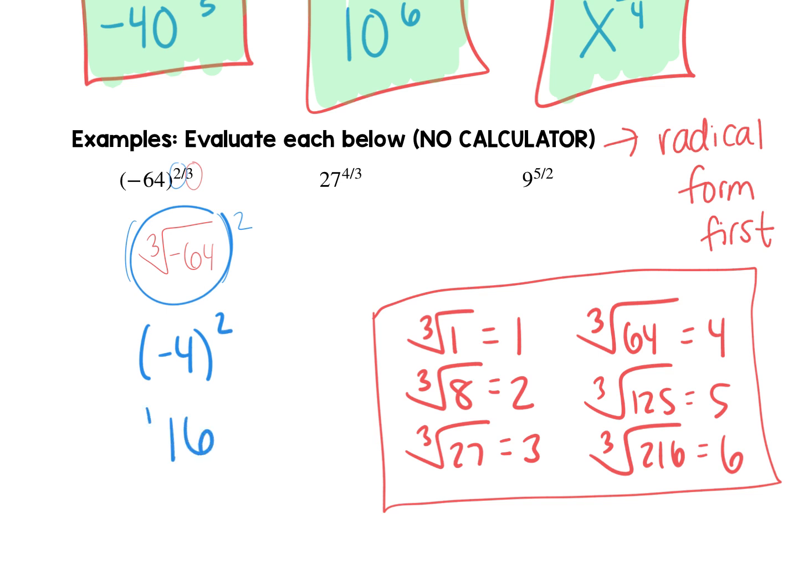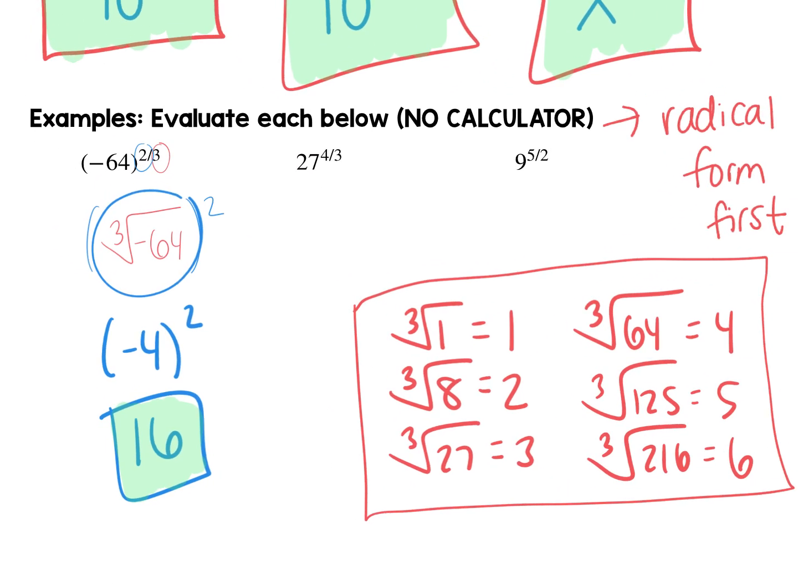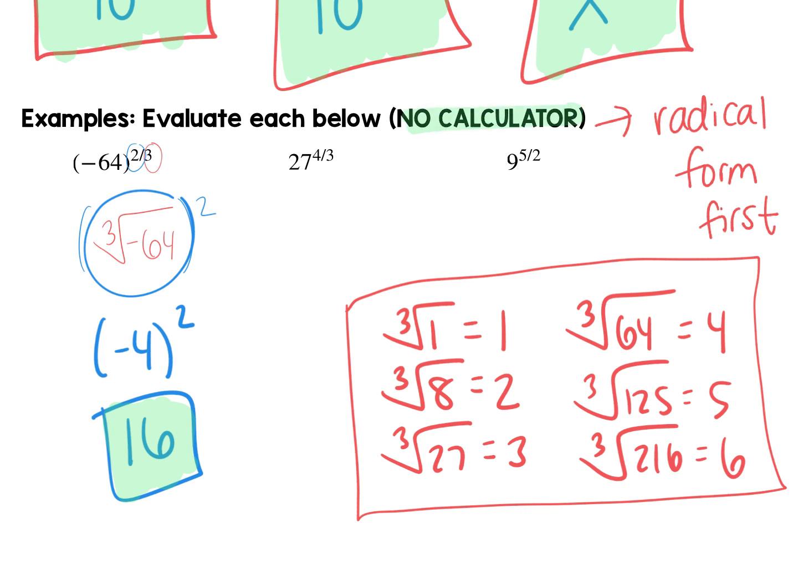Negative 4 times negative 4 is 16. You are not supposed to be just typing that in your calculator. That is not at all the point. So this whole page of your notes, you're not supposed to be using a calculator on. And it tells you that right here too.